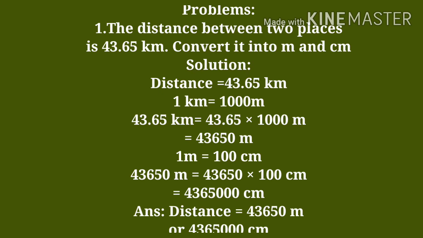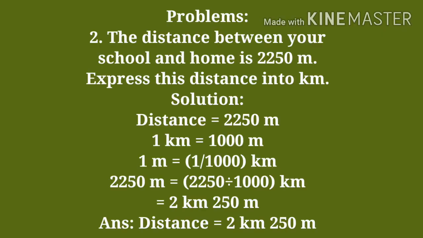We know that 1 meter is 100 centimeter. So 43,650 meter is equal to 43,650 into 100 centimeter. We get 43 lakhs 65,000 centimeter. So the distance is 43,650 meter or 43 lakhs 65,000 centimeter.